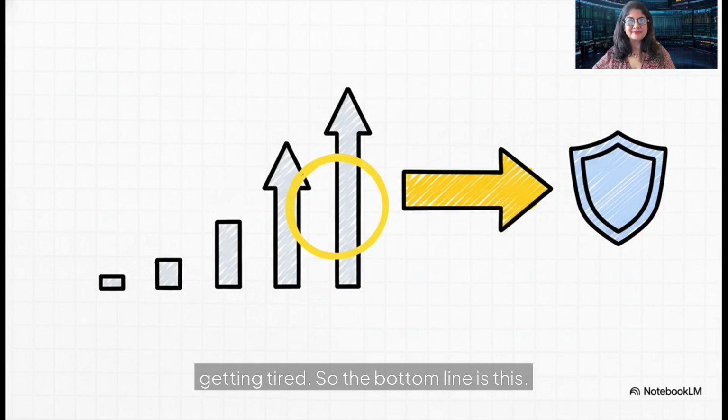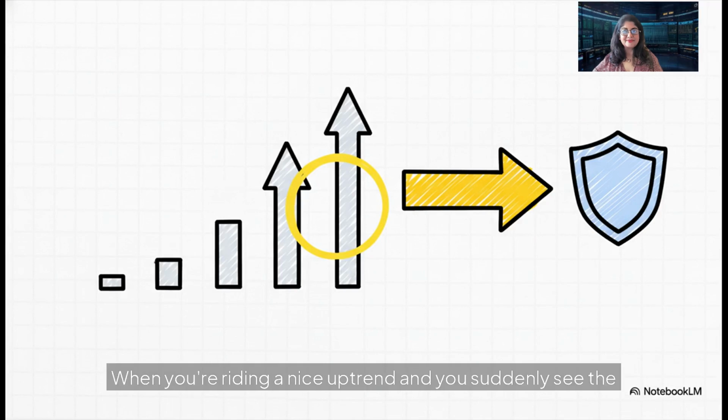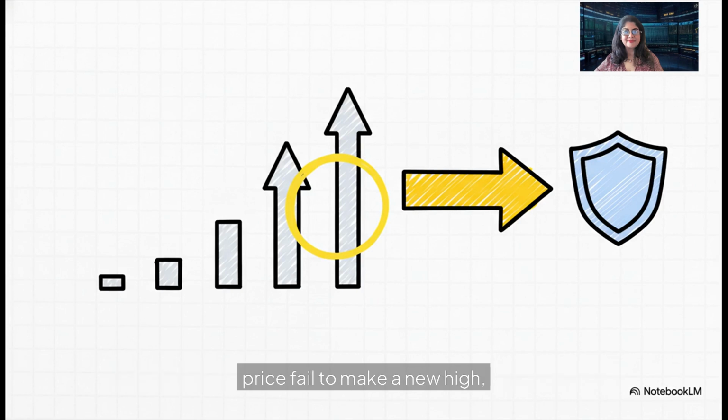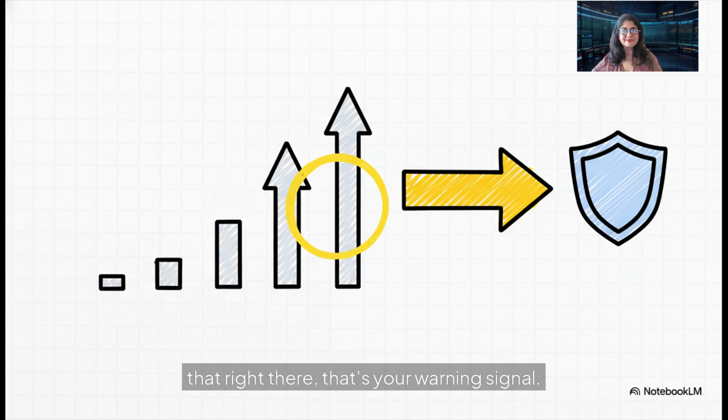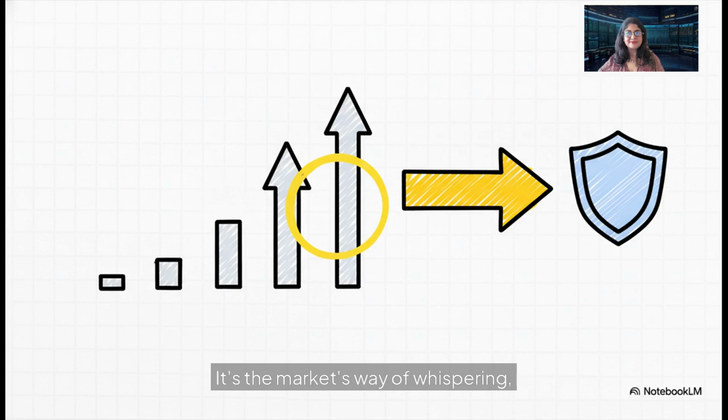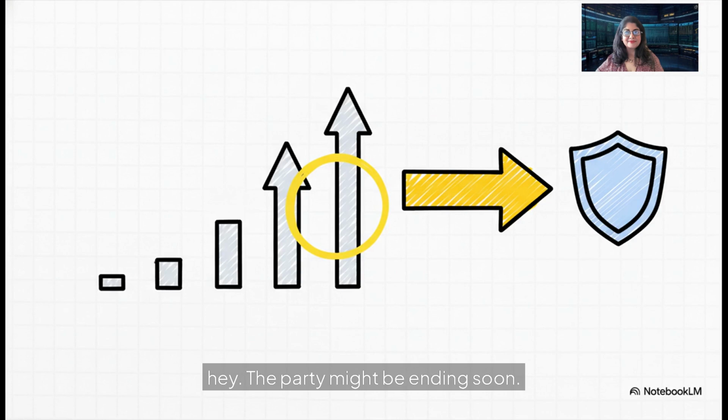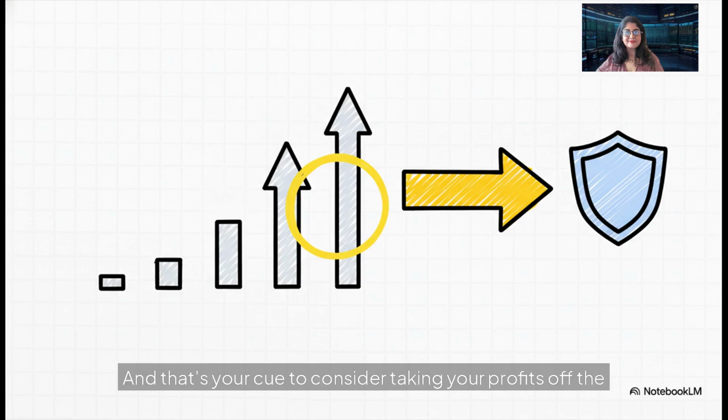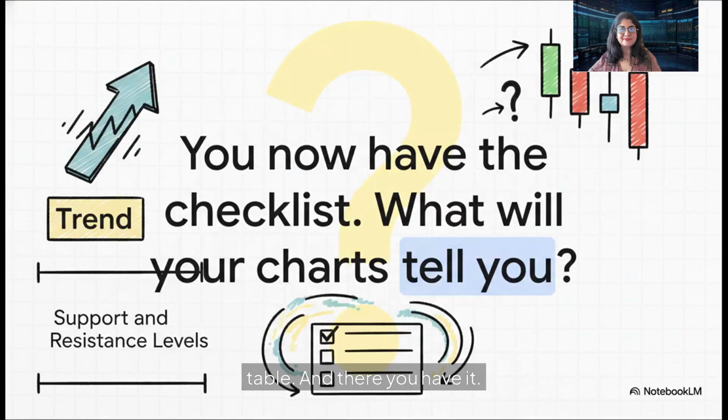So, the bottom line is this: when you're riding a nice uptrend and you suddenly see price fails to make a new high, that right there, that's your warning signal. It's the market's way of whispering, hey, the party may be ending soon. And that's your cue to consider taking your profits off the table.